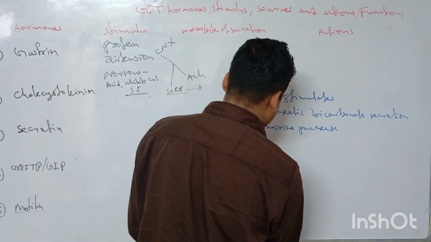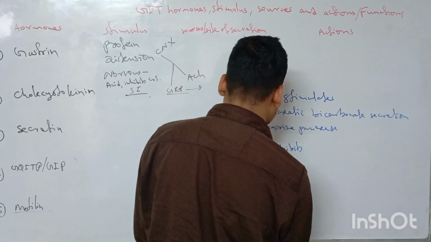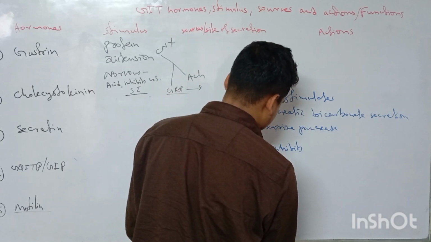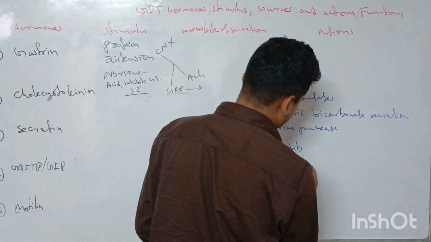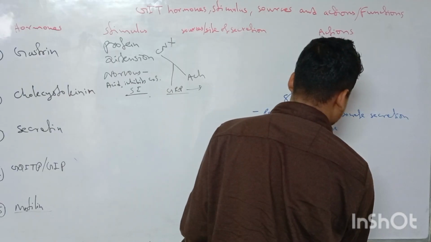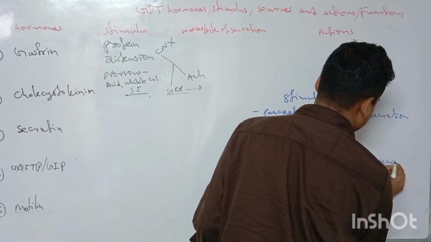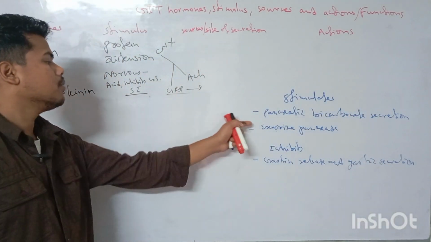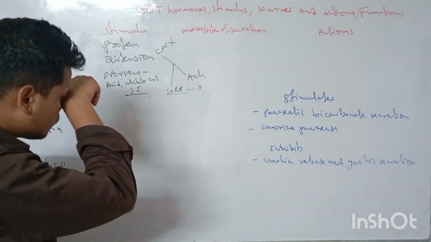Then it will inhibit or slow down gastrin release and hence gastric secretion. Gastrin release and gastric secretion. These are the major functions of secretin.